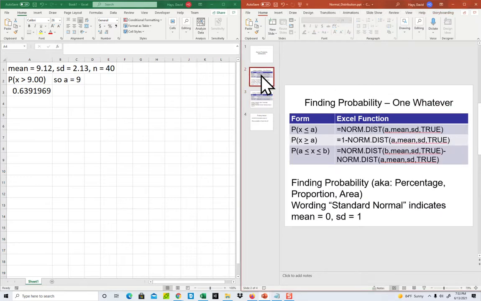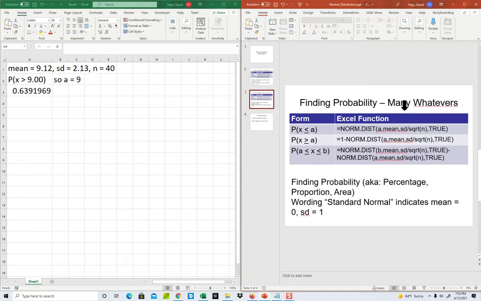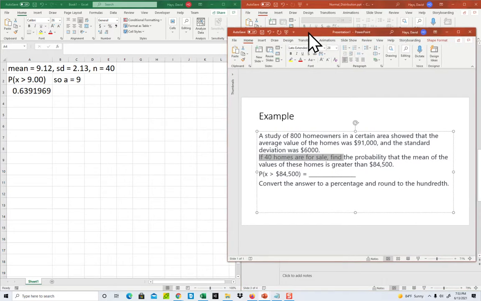So the question over here: are we talking about one home? Are we talking about many homes? We're talking about many. So we're going to use these formulas. Let's write down what's given.